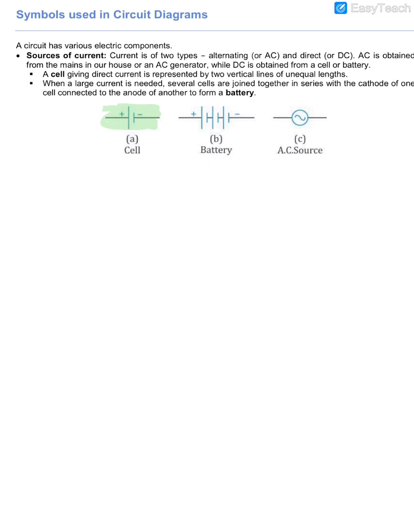What's the difference between a cell and a battery? You can say many cells make a battery. You can see the connections here. How many cells are there guys? Count 1, 2, 3. There are 3 cells used together. So I can simply say that more than one cell make a battery.